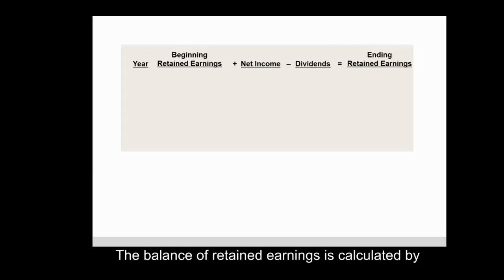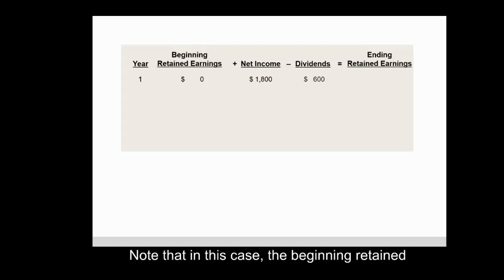The balance of retained earnings is calculated by adding the beginning balance of retained earnings and net income, and then deducting dividends. Note that in this case, the beginning retained earnings for year 1 is $0, net income is $1,800, and dividends amounted to $600. By solving the equation, we determine the ending retained earnings for the first year to be $1,200.